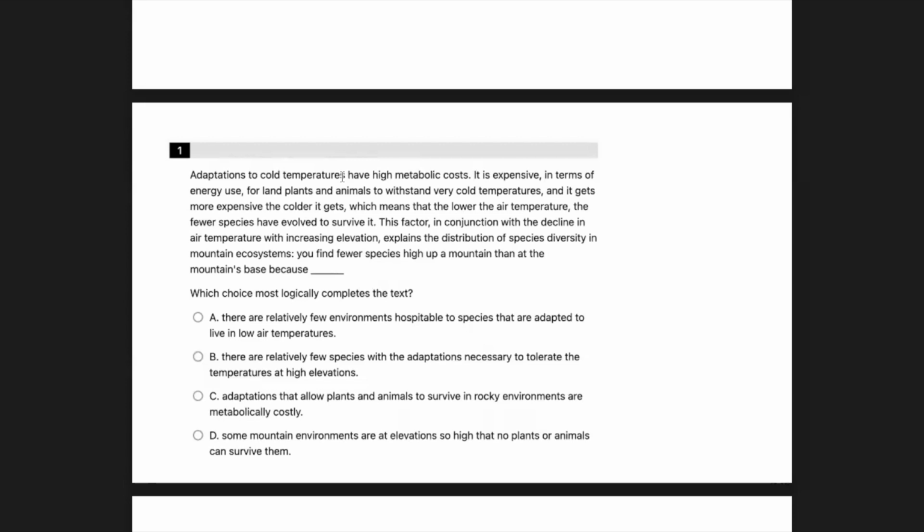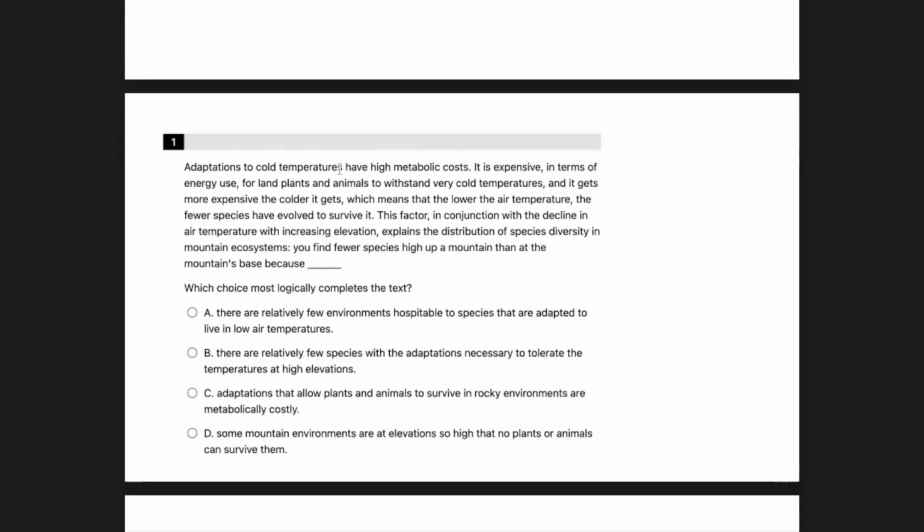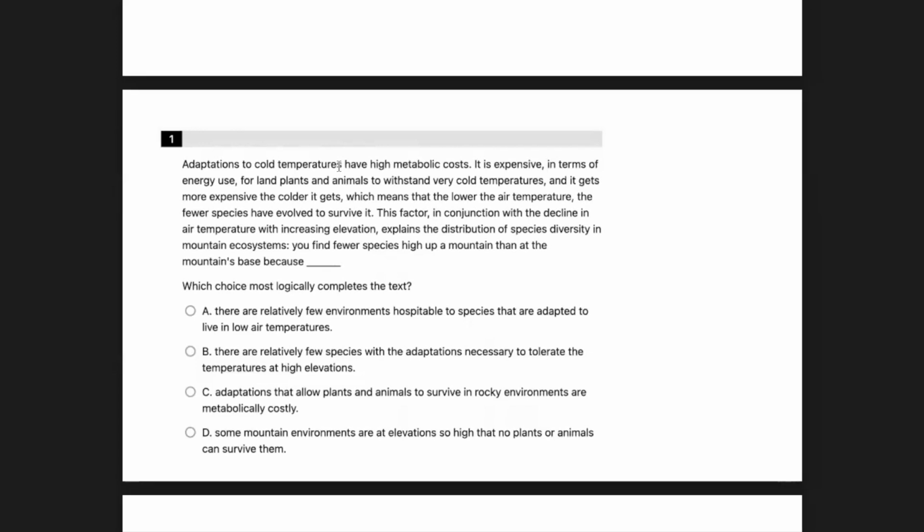So what is the answer for number one? If the creature has the opportunity and the choice to live at the base of the mountain instead of going all the way up, because up it's going to be cold, and the only creatures who are going to have adaptations to cold weather are the creatures who are forced to live in cold climates. The answer is B.